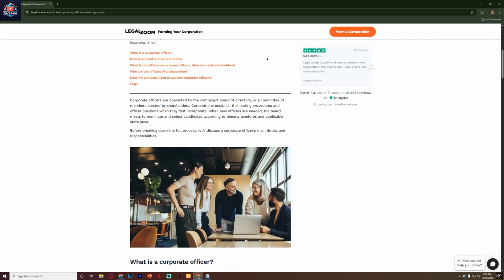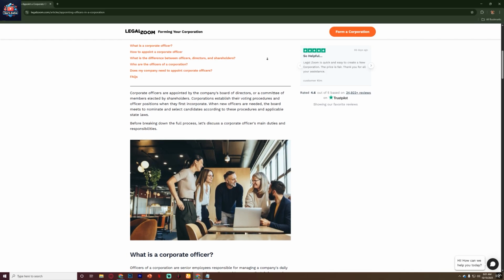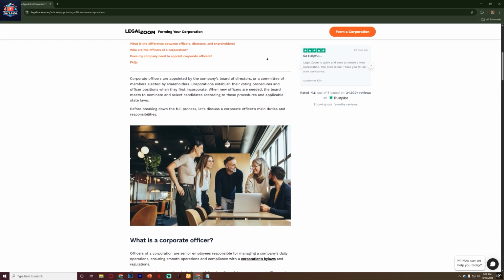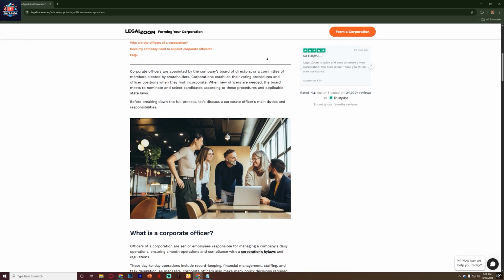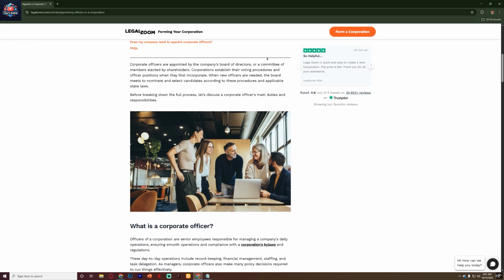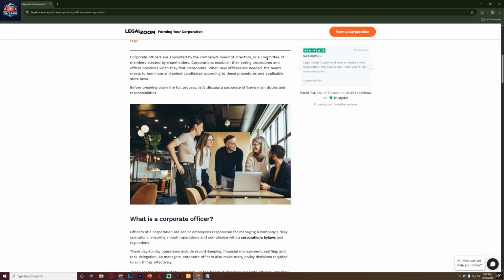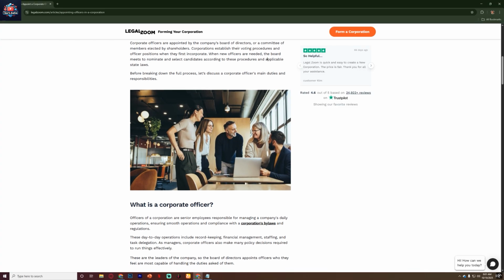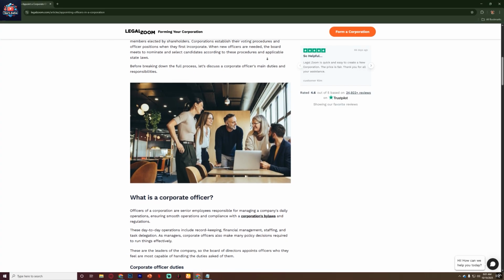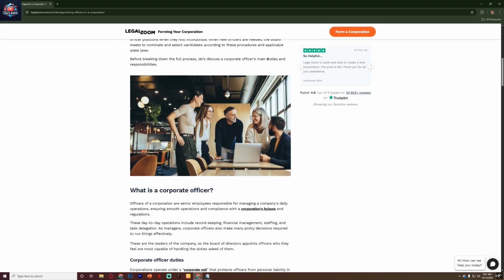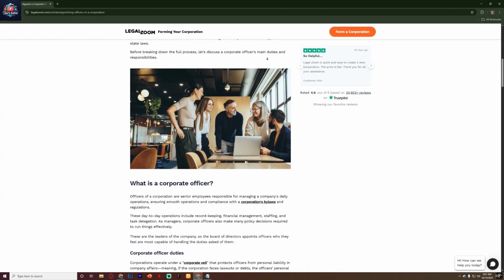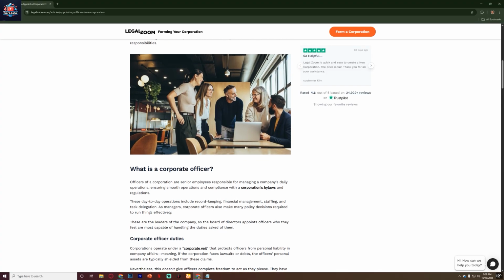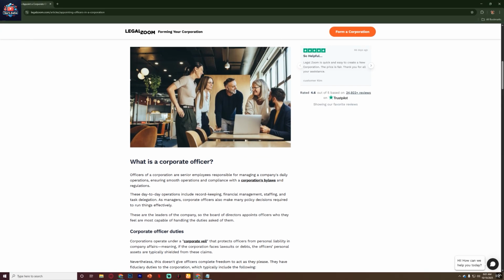Once the board is ready to appoint officers, they will usually hold a board meeting or sign a written consent authorizing the appointments. If it's a formal meeting, the board will discuss which individuals are best suited for each officer position. Then they'll vote on the appointments. The results of this vote are recorded in the meeting minutes, which serve as the official documentation of the officers' appointments.